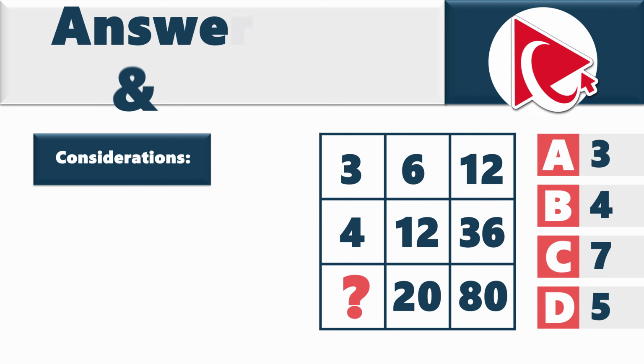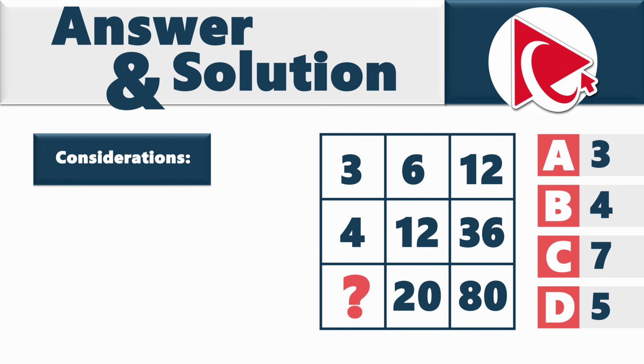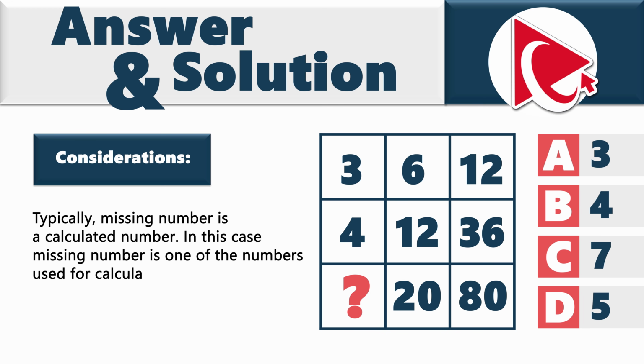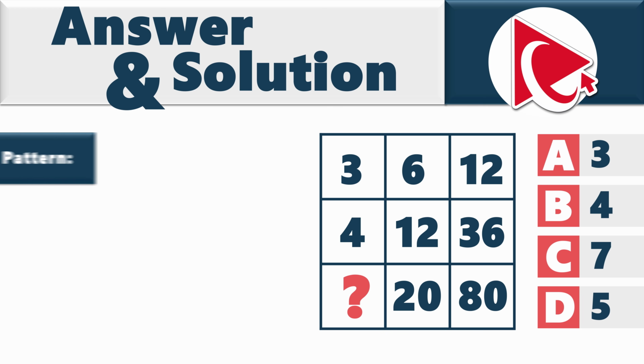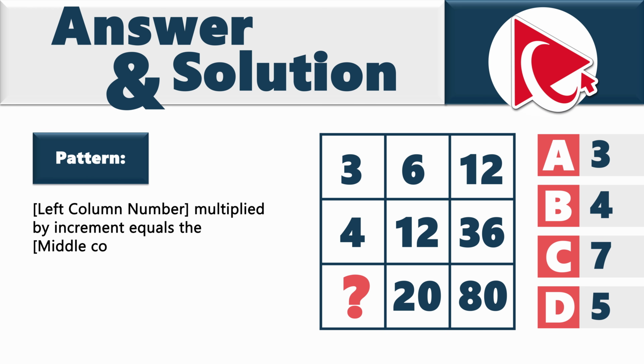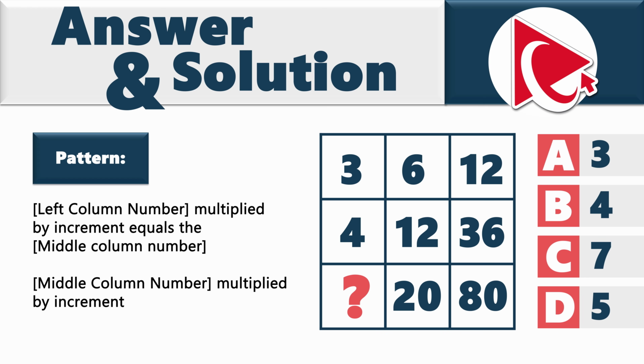Remember I told you about unusual way of solving this question. Typically, missing number is calculated number, but in this case, missing number is one of the source numbers used for the calculations. The good thing is once you consider this, the pattern here is very simple. The left column number is multiplied by an increment and equals middle column number. And then middle column number multiplied by an increment equals the right column number. Increment is set per row.